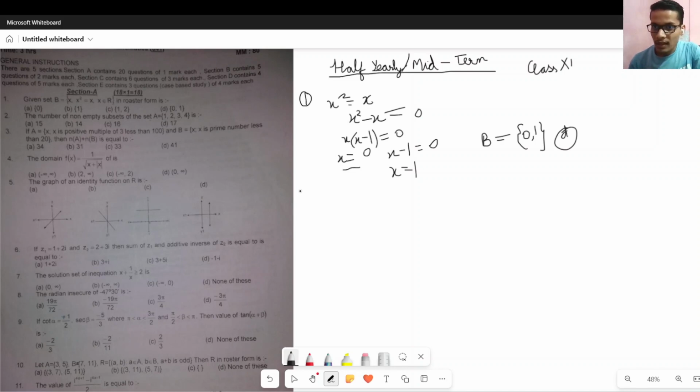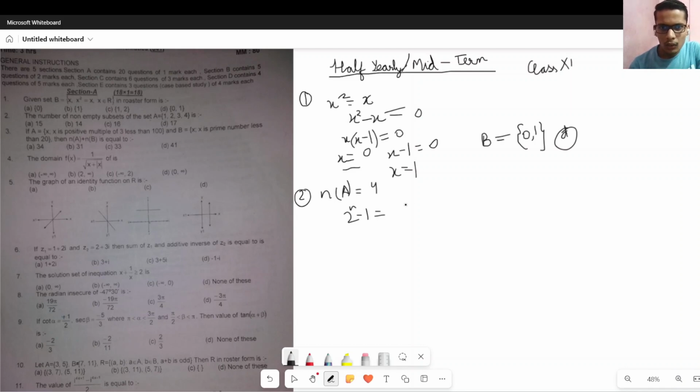Moving towards the second question, we are asked the number of non-empty subsets of the set A. The number of elements in set A is 4, that is 1, 2, 3 and 4. So there are 4 elements and we have to find the non-empty subsets. The formula for non-empty subsets is 2 raised to the power n minus 1. Basically it's the formula for finding the number of elements in the power set of the given set. But in the power set we know an empty set is also there, so we have to subtract 1, that is the empty set is subtracted and we are left with the non-empty subsets.